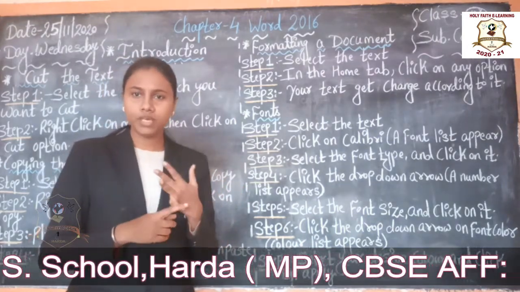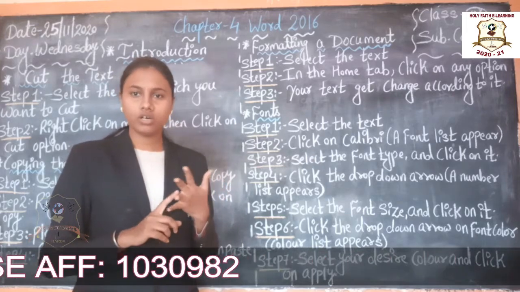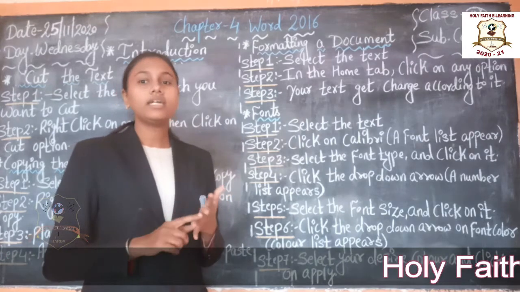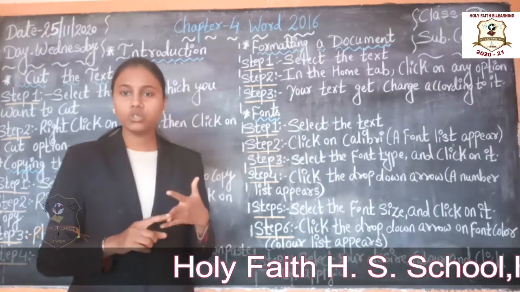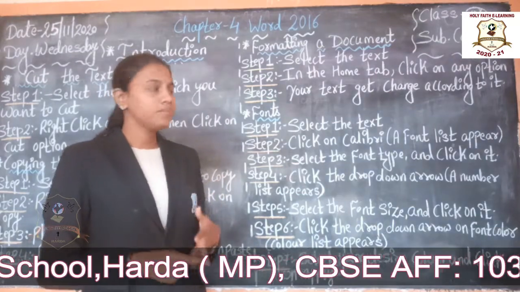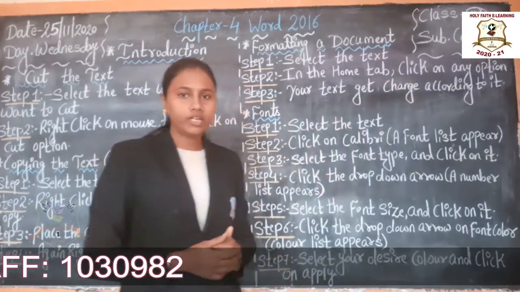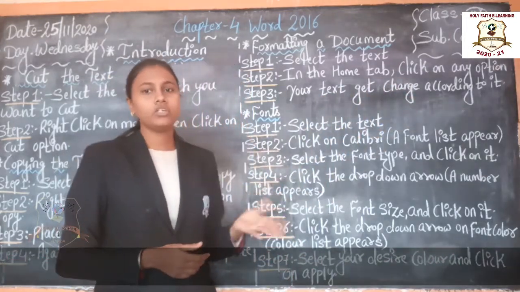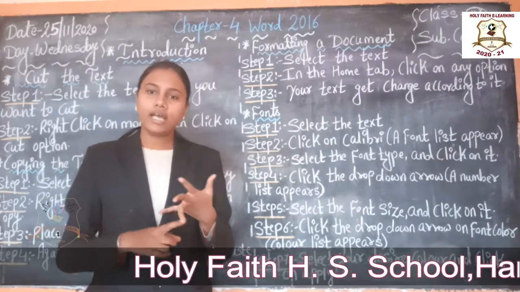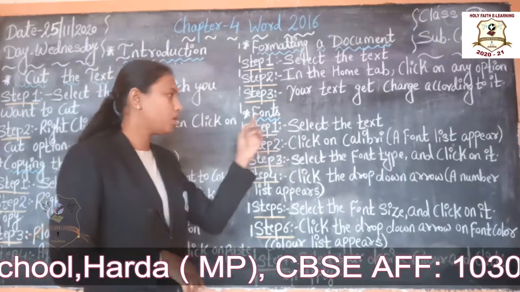If you select B, your text will be changed into bold. If you select I, your text will be changed into italic, and if you select U, your text will be changed into underline. So in the third step your text gets changed according to the option you select, bold, italic or underline. Clear? Yes. Now next we will see about fonts.